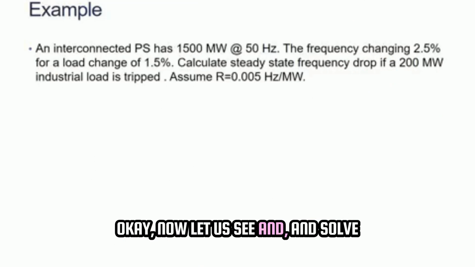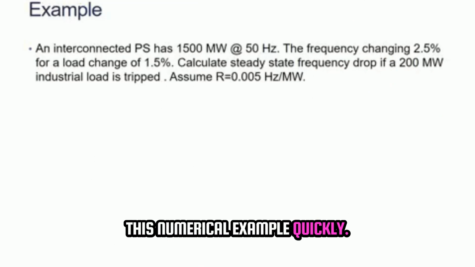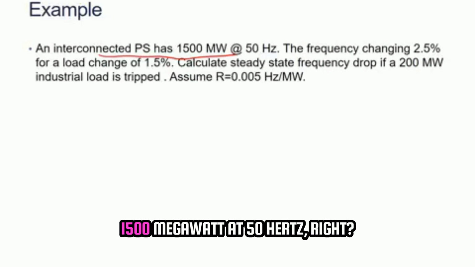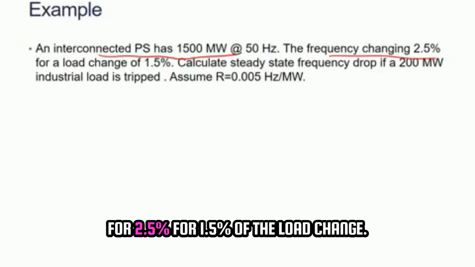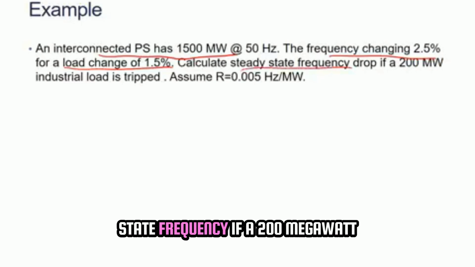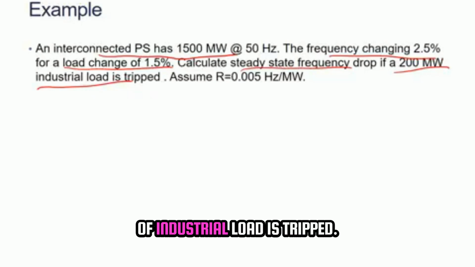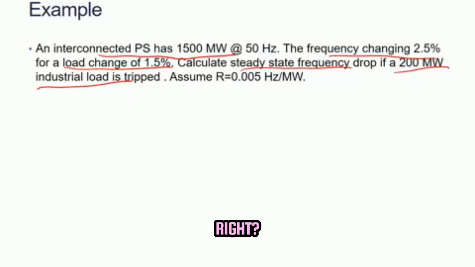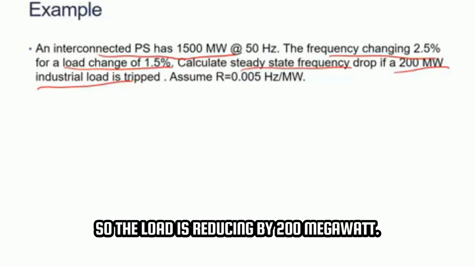Now let us solve this numerical example quickly. The question is, an interconnected power system has 1500 megawatt at 50 hertz, and the frequency change is 2.5% for a 1.5% load change. Now you have to calculate the steady state frequency if 200 megawatt of industrial load is tripped. So the load is reducing by 200 megawatt.